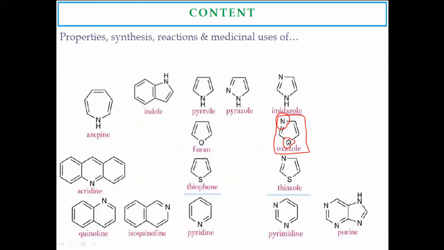heterocycles, 5 membered. Here numbering starts from one at the oxygen where it is present. Then second goes to this side, third goes to nitrogen, then fourth and fifth positions. In this way, you have to give the numbering.